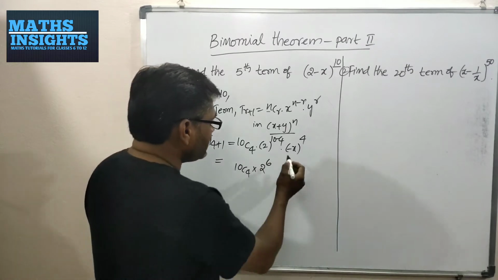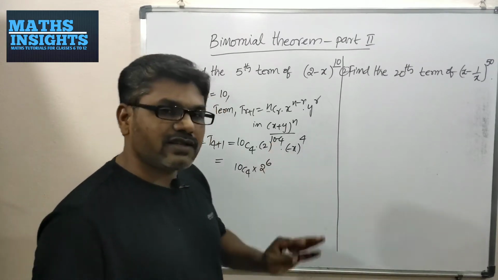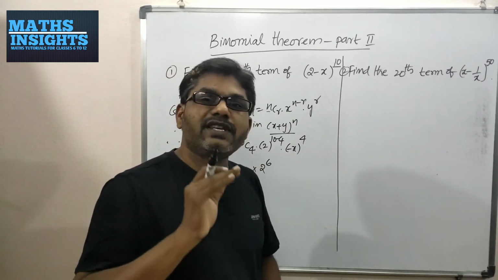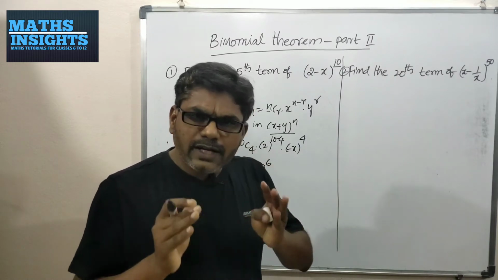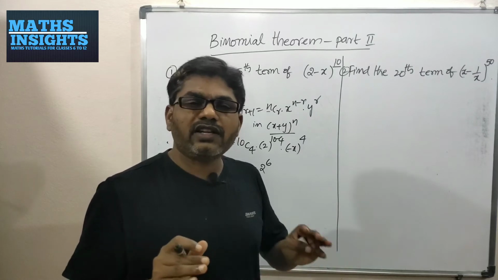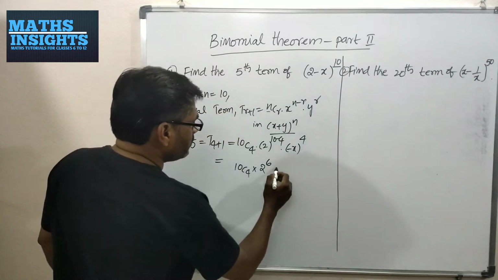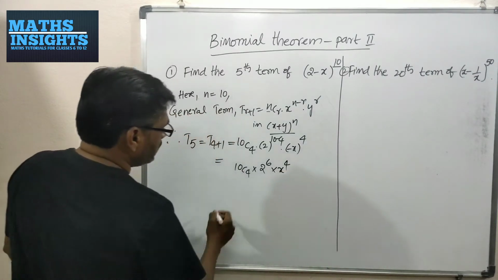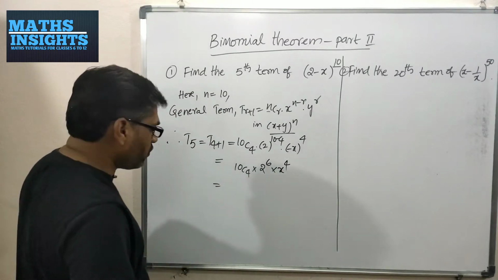And when you multiply this x 4 times, that means an even number of times, when you multiply minus an even number of times, it will become plus. Therefore, it will be x power 4. You have to find 10C4.